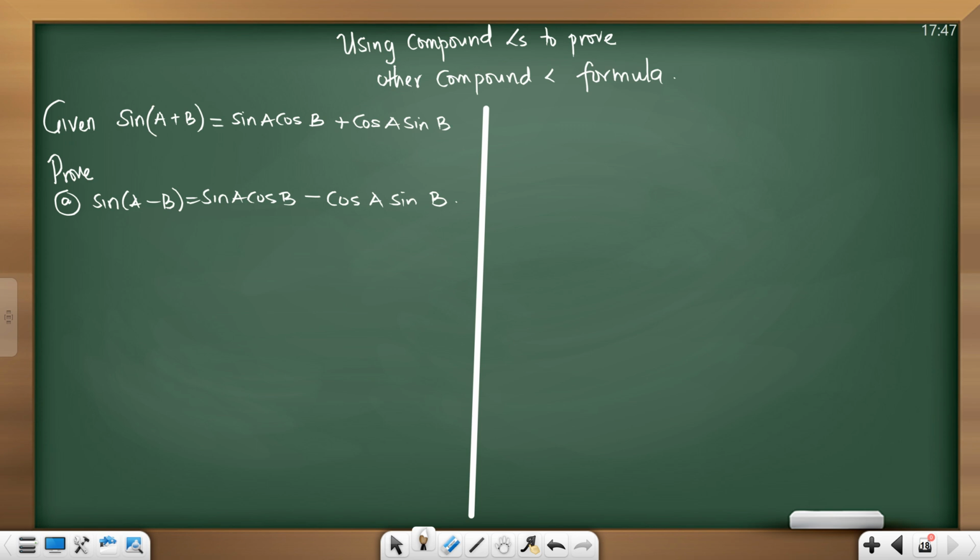Now, guys, what is the idea? The idea is you are given, and this is 2 marks, sine A plus B, and you are told to prove sine A minus B. So what I need to do is to write sine A minus B like sine A plus B, such that I want a plus in the middle. Can you see that what I have is a minus? I want to write it to look like a plus. Then I can use what I'm given. Algebra.